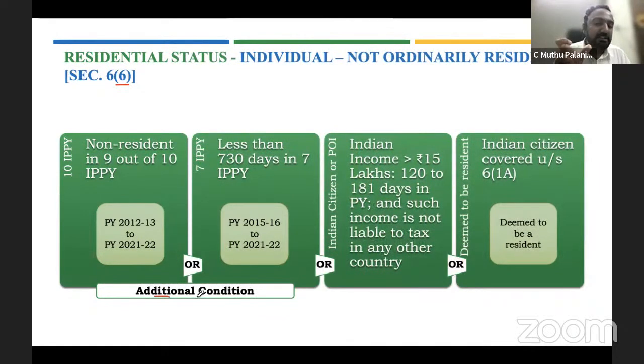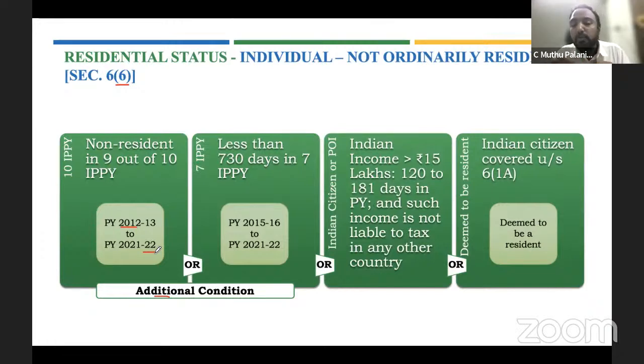So the first additional condition says you are a non-resident in 9 out of 10 immediately preceding previous years. So what is the 10 years? Previous year 2012-13, that is 1st April 2012 to 31st March 2022. Between these 10 years, if you are a non-resident in 9 years, you will be called not ordinary resident.